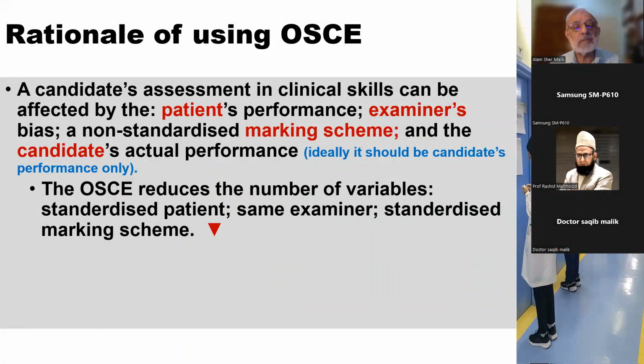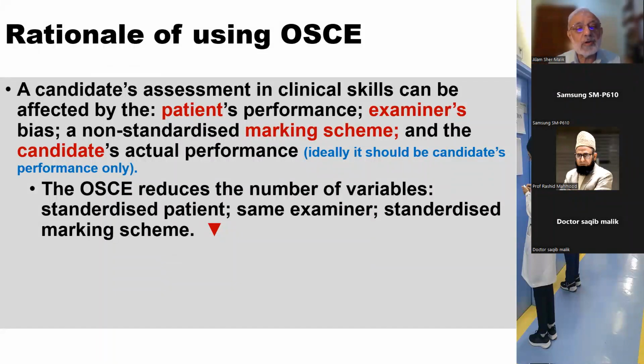Examiner's bias: the views of the examiner, the level the examiner is expecting from the students, and, let's say, the status, maybe the examiner is tired at that time. Then a standardized marking scheme, and the candidate's actual performance. So these four factors: patient's performance, examiner's bias, marking scheme, and the candidate's performance. But actually, it should be only the candidate's actual performance which should give the grades.